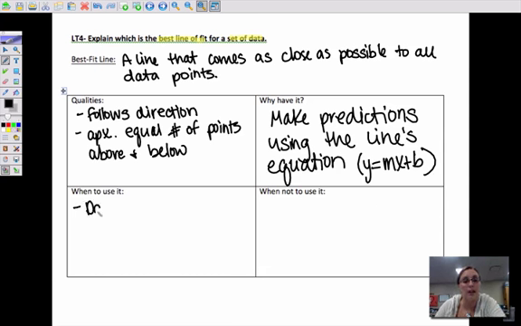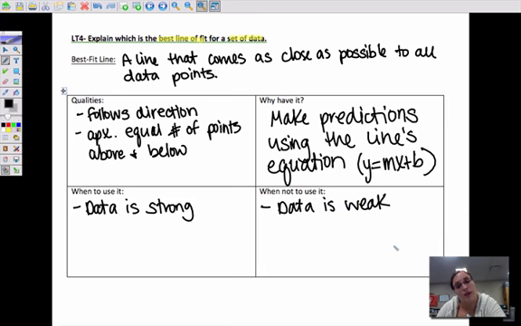When to use it? When the data is strong. So on the opposite end, when not to use it, when the data is weak. So you can't really make accurate predictions if the data is weak, because if you have a weak correlation, you can't make accurate predictions. The data has to be strong, and we'll talk about another way that you can figure out if the data is strong in the next learning target. But you want to use it only on strong.